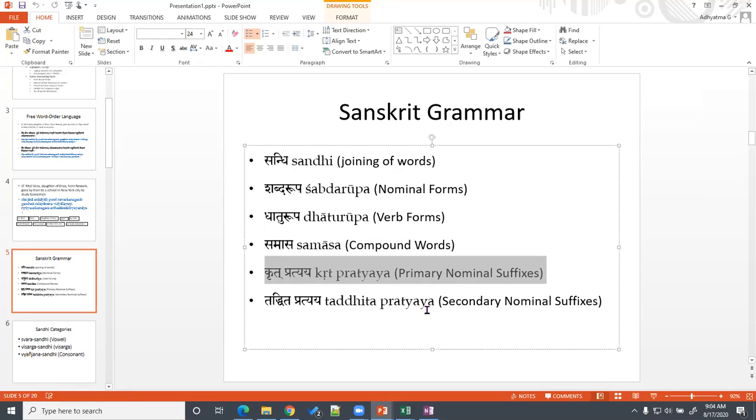So this is considered a very important topic in Sanskrit. This is what gives you a great insight into how a particular word is formed and what its meaning is. It covers a lot of ground. On the other hand, it is relatively easy to understand. So we'll look at it in more detail today. Krut Pratyaya.